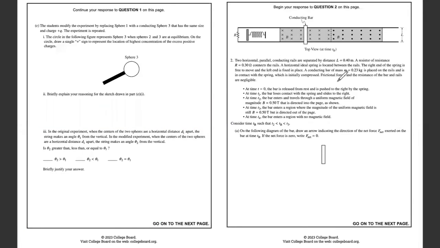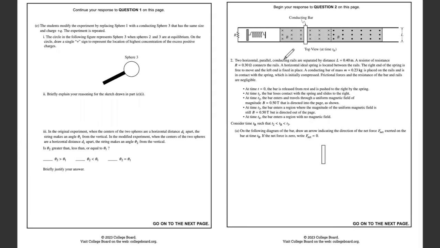Question 2 says that we have, it's a very complicated situation, right? A bar is compressing the spring. At time t equals 0, the bar is released from rest and pushed to the right. At t equals 1, the bar loses contact with the spring. At t equals 2, it enters the first field section. At t3, it enters the second field section. At t4, it leaves the magnetic field.